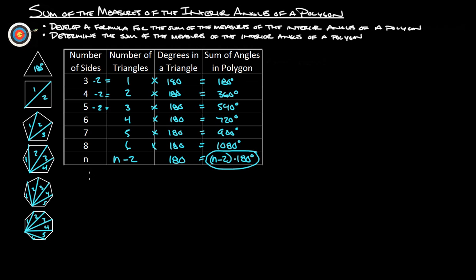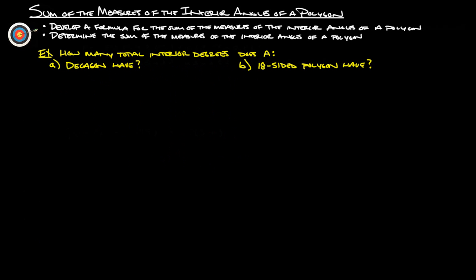So if we have a 20-sided polygon, 20 minus 2 is 18. Whatever 18 times 180 is will be the total number of degrees in the polygon. All right, so let's take that information and use it. If you'll remember, our formula was n minus 2 times 180. So how many total interior degrees does a decagon have?